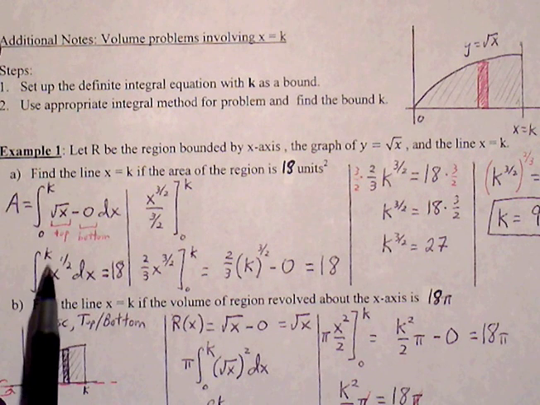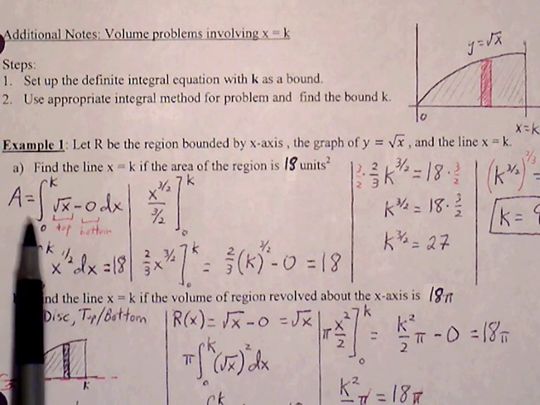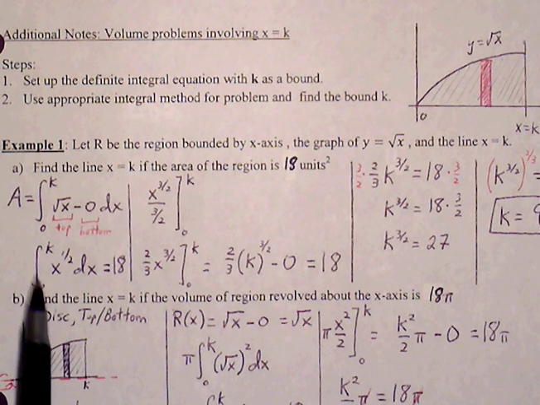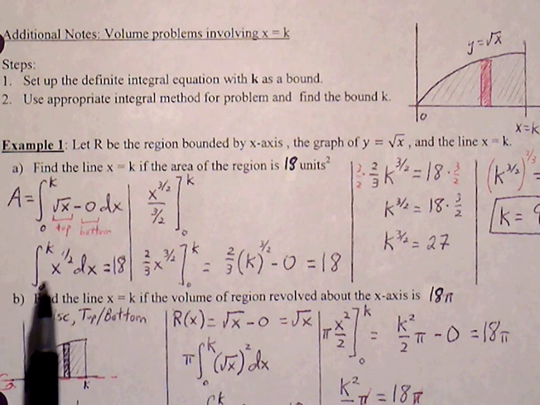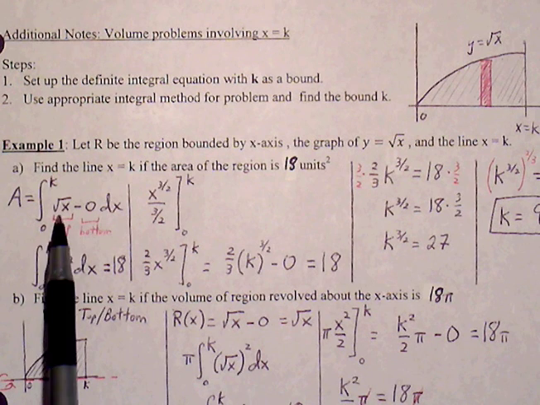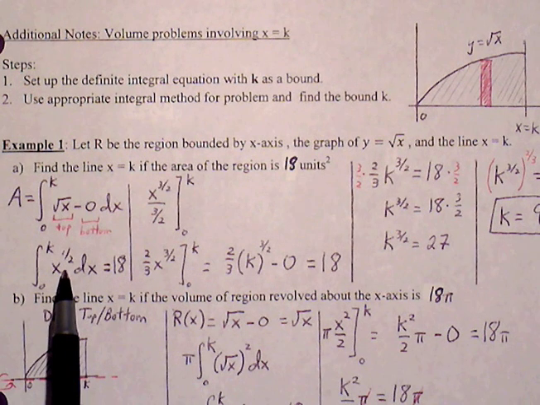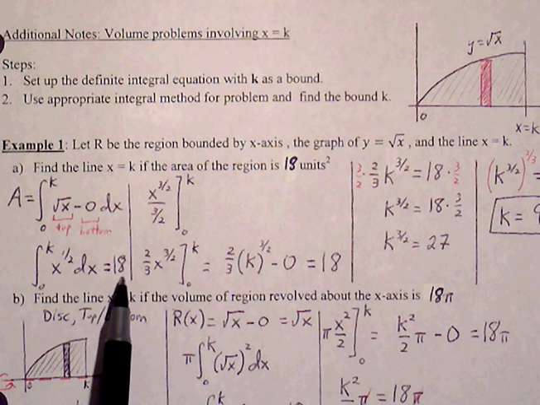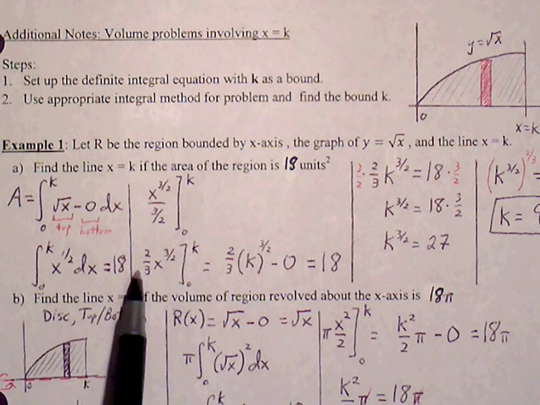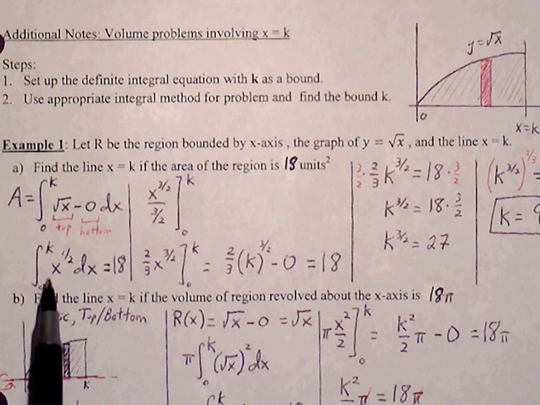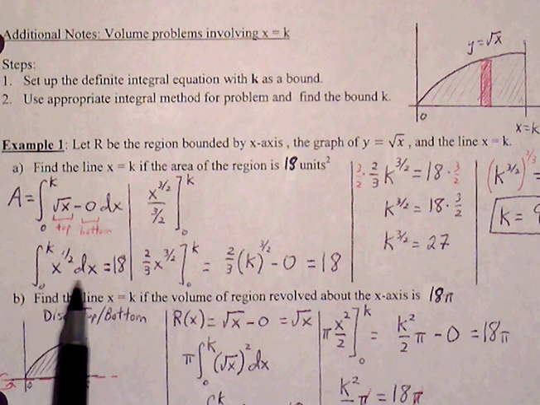Now we're told that this area is equal to 18, so we can say that the definite integral from 0 to k of x to the 1/2, I'm changing the root x to x to the 1/2 to get us ready for the integration rule, is equal to 18. So we already know the area. We have to figure out the bounds. So let's go through the steps necessary for the left side.